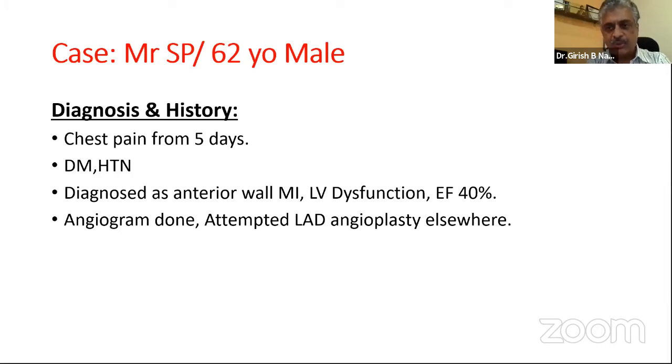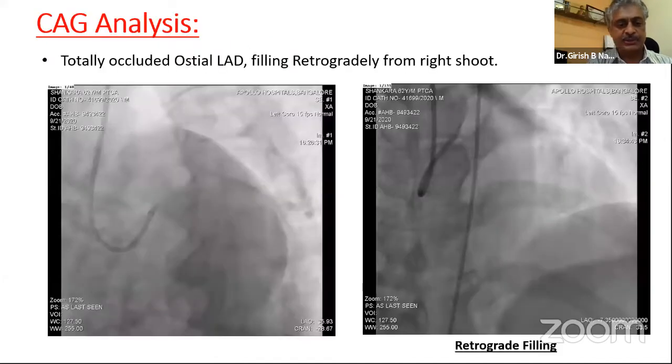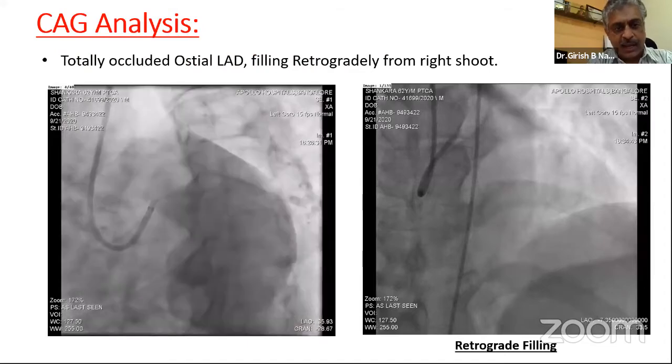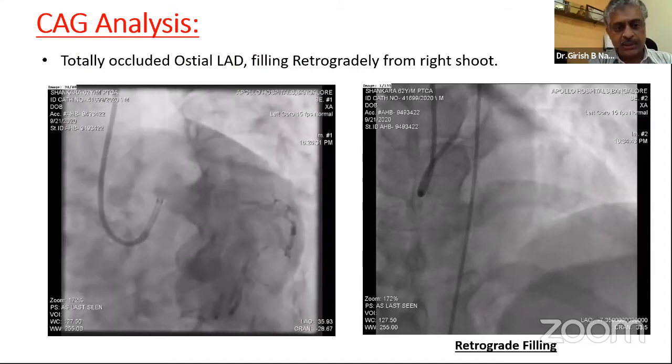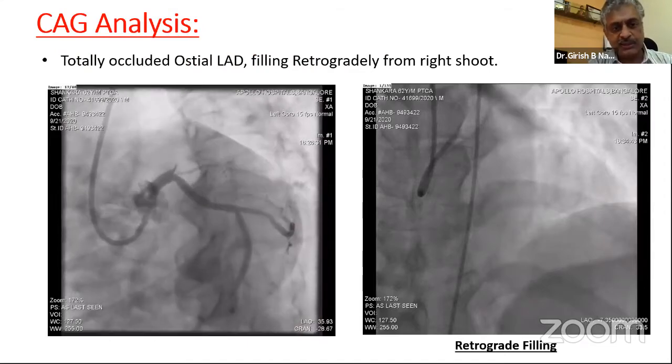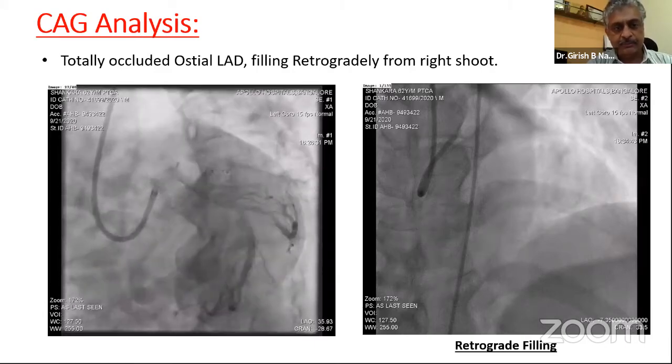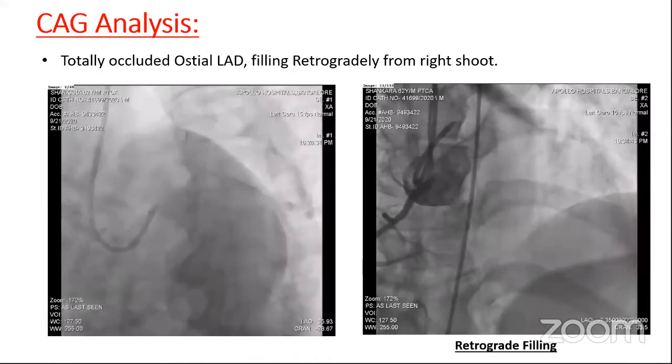The proximal, almost ostioproximal LAD had about 100% occlusion. And in an outside center, they had tried to open that 100% occlusion. You can see how the case was. It was a pure single vessel disease. The right coronary was normal. And this is after their primary attempt.